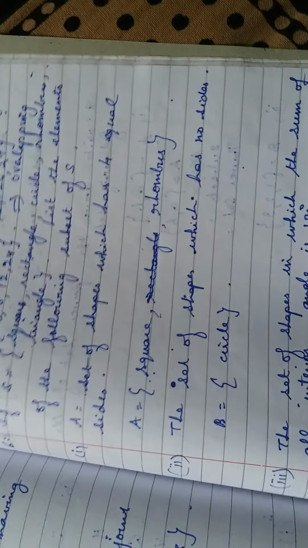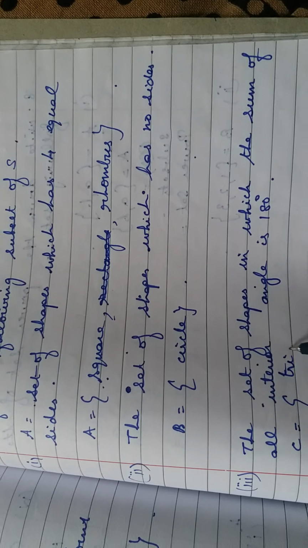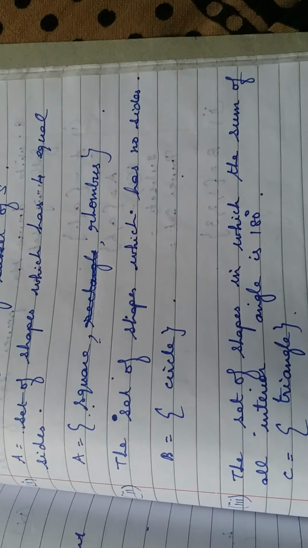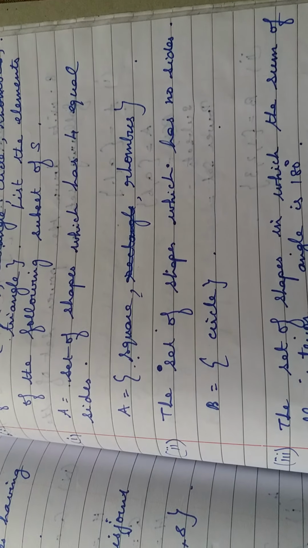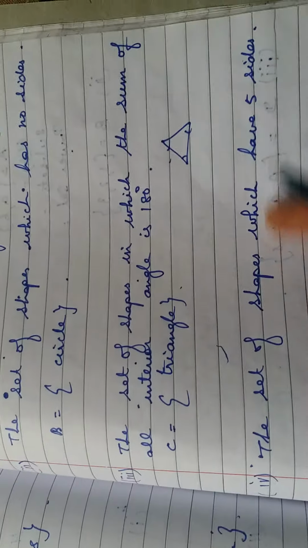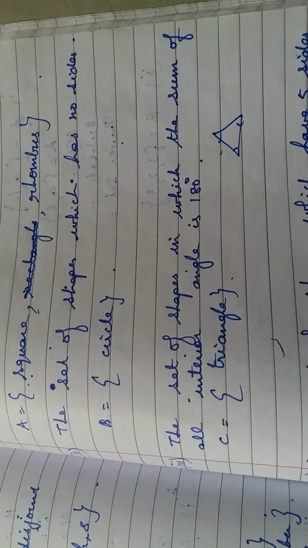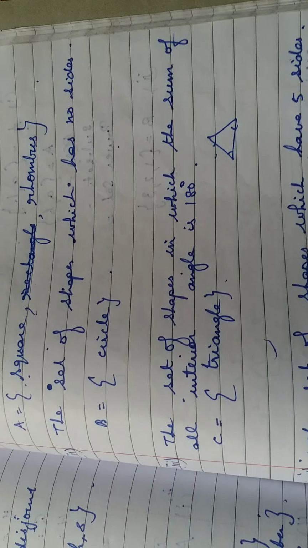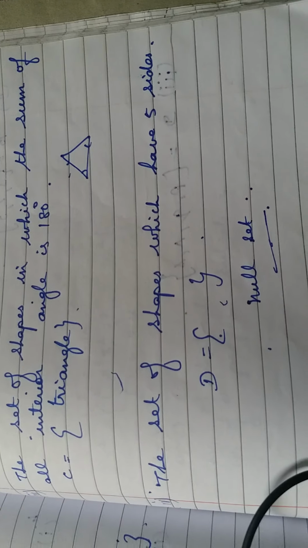Okay. Next is the set of shapes in which the sum of all interior angles is 180. Only in a triangle, when you add the 3 angles, you will have 180 degrees. So C is equal to {triangle}. The set of shapes which have 5 sides: you don't have any elements here with 5 sides. Square, rectangle, circle, rhombus, triangle all have 4 or 3 sides. So D is equal to the null set.